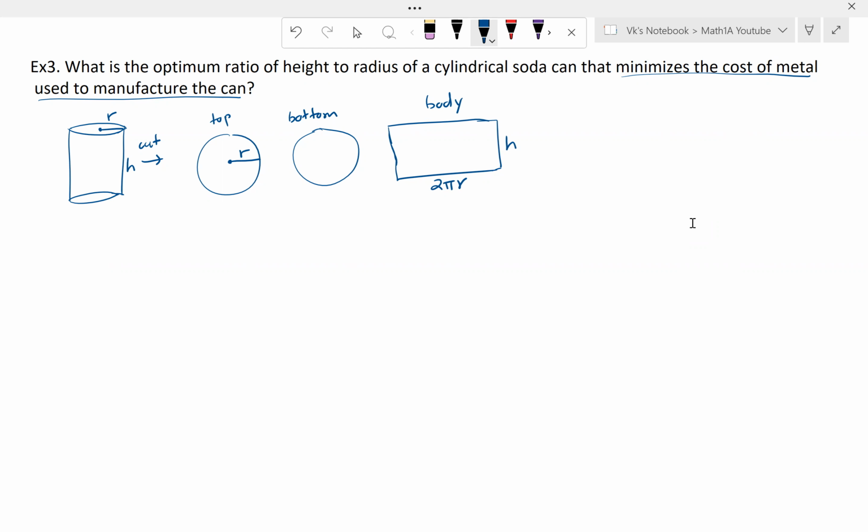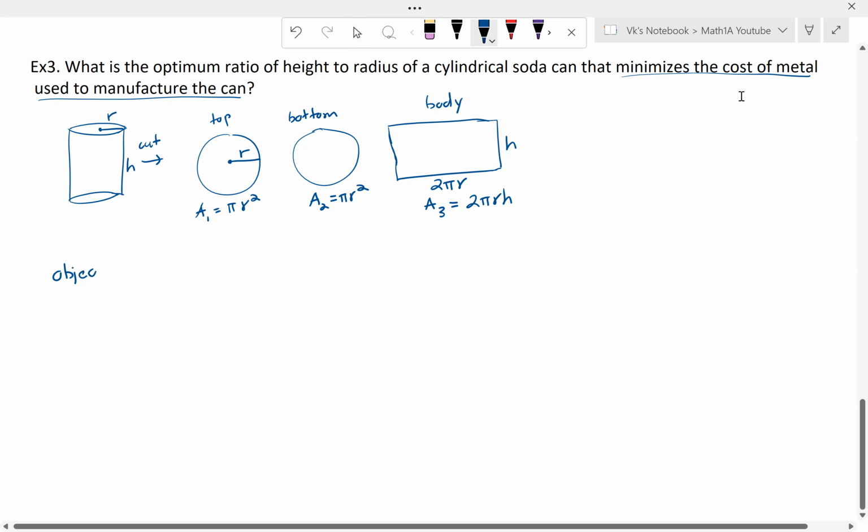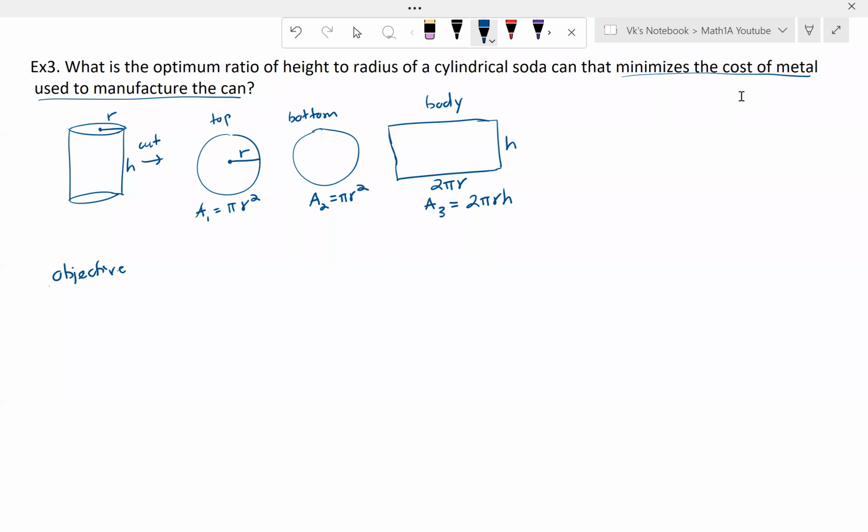Okay. The area here is pi r square. So area 2 is also pi r square. The area 3 is 2 pi r h. Objective is to minimize surface area. Surface area is add up all the area. 2 pi r square plus 2 pi r h.